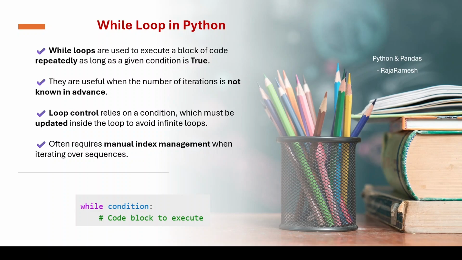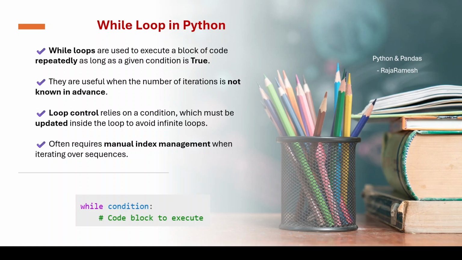And while loop control purely relies on a condition that is to be updated inside the loop to avoid infinite loops. So in order to make the condition false at some moment, we have to keep changing the factor which is actually used in the condition so that we will not end up with an infinite loop. Why? Because if the condition is not going to be false at some moment, that loop will be executed forever. And while loops often require manual index management when iterating over sequences, unlike for loops.